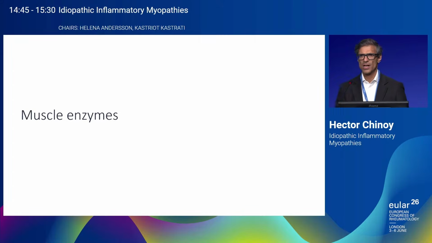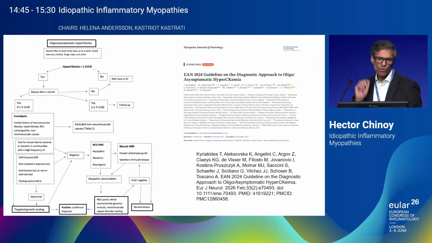So let's turn our gaze towards muscle enzymes now. I will draw your attention to the EAN 2024 guidelines. I know this WIN talk is supposed to be updated for the last 12 months, and these EAN 24 guidelines were published in February 2026. But it's a really useful flow chart, you'll see on the left-hand side, which may give you some guidance about how to approach a patient with a raised CK.